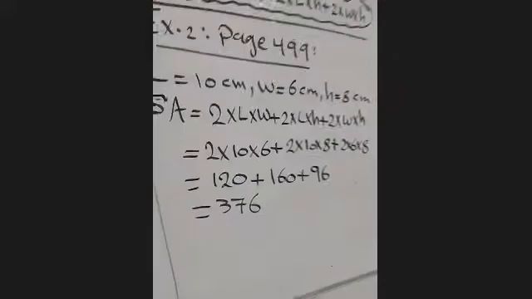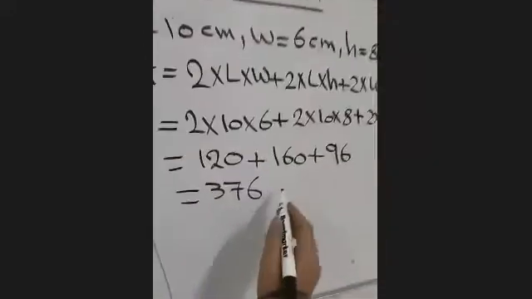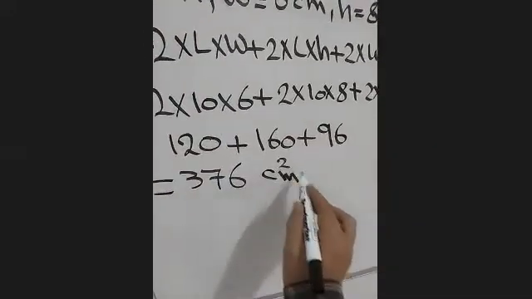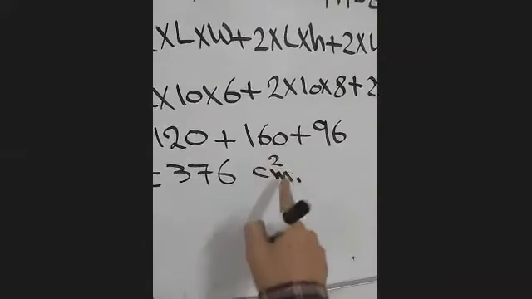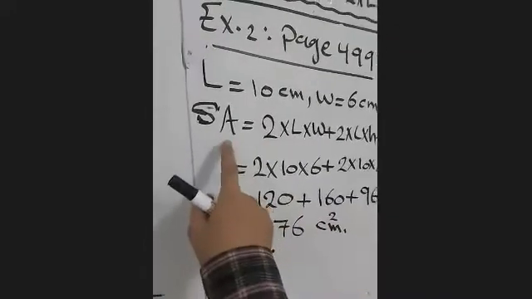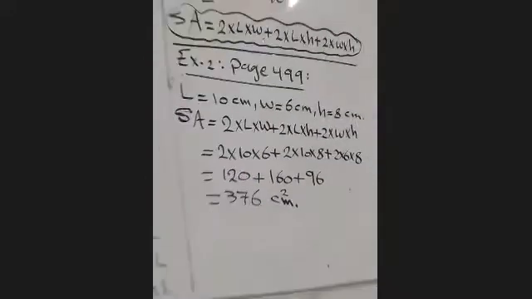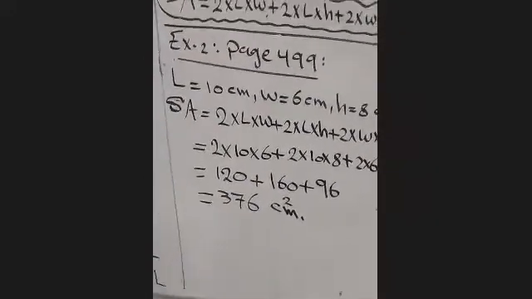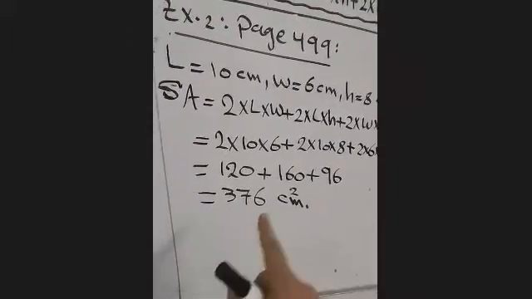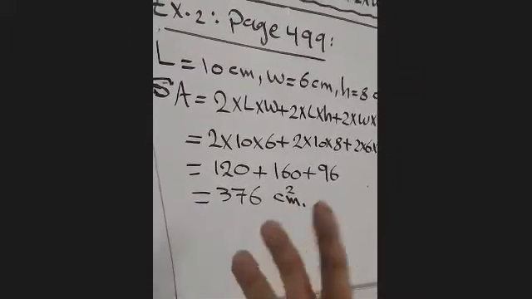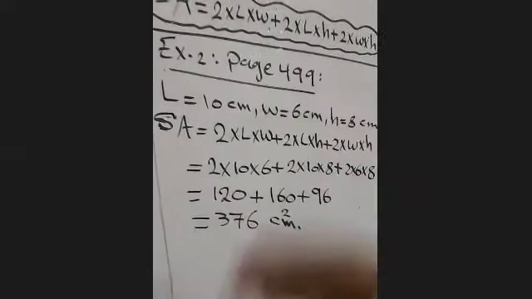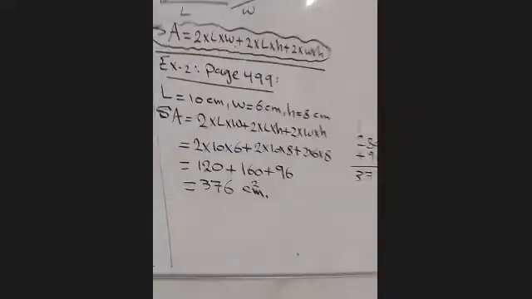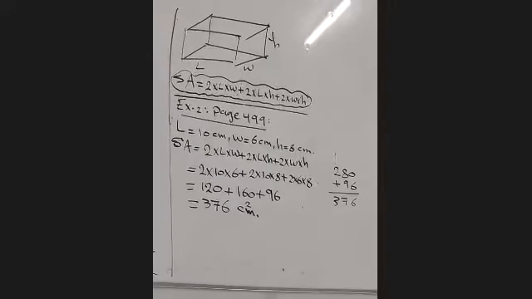376.76. And the unit is the same unit, centimeter, but power 2, squared. Why power 2? Because we are calculating area here, okay? So how much paper do we need? We need 376 squared centimeters of paper to cover this box in the example. Do you understand, Yazid? Yes.